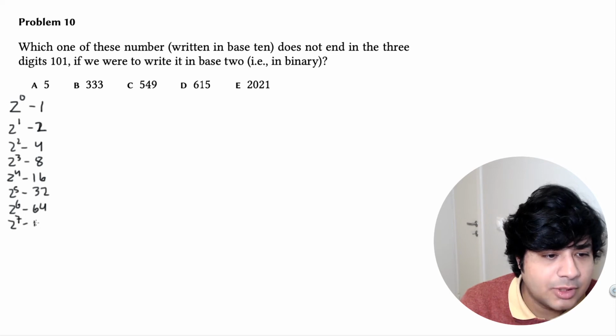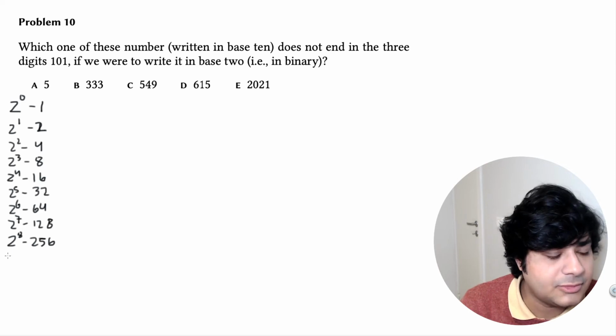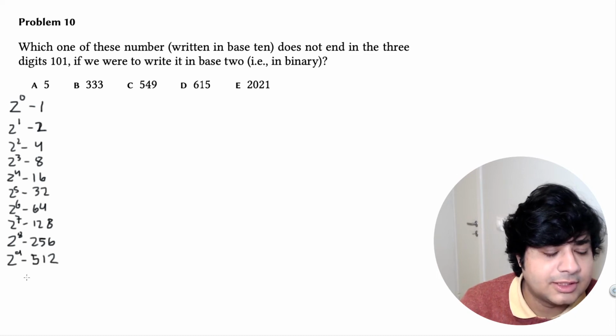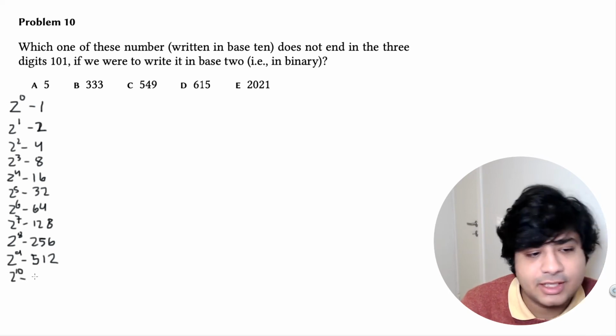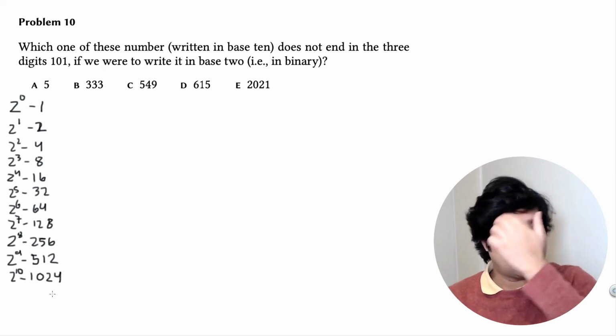2 to the power of 7, that is 128. And 2 to the power of 8, that is 256. 2 to the power of 9, it's going to be 512. And let's do one more, and then we can add more later if we need it. 2 to the power of 10, that's going to be 1024.